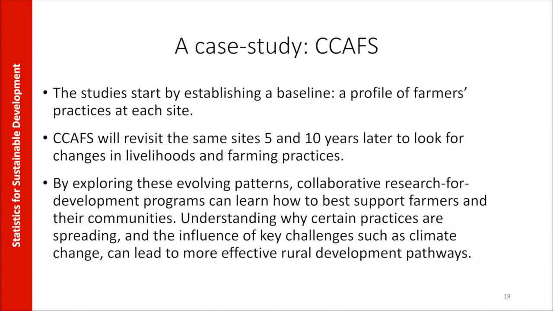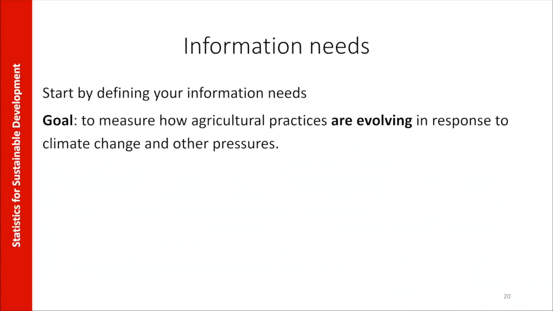So the idea is that by exploring these evolving patterns, collaborative research for development programs can learn how to best support farmers and their communities. And understanding why certain practices are spreading and the influence of key challenges such as climate change can lead to more effective rural development pathways. So yeah, the idea is to see how farmers adapt and cope with the changes due to climate change.